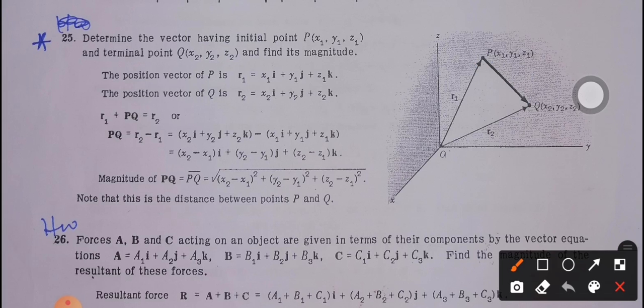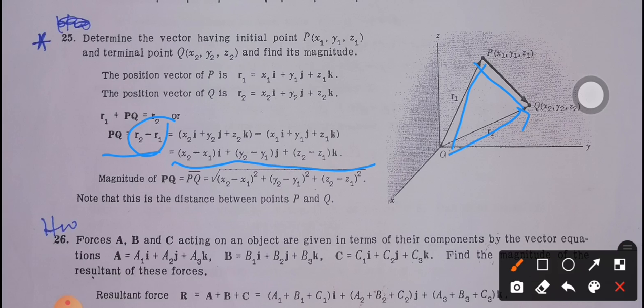By the head to tail rule we can see that OP plus PQ is equal to OQ, that is r1 plus the vector PQ is equal to r2. So PQ is equal to r2 minus r1, and in order to solve this we simply subtract the corresponding x, y and z components. So here is the corresponding position vector.